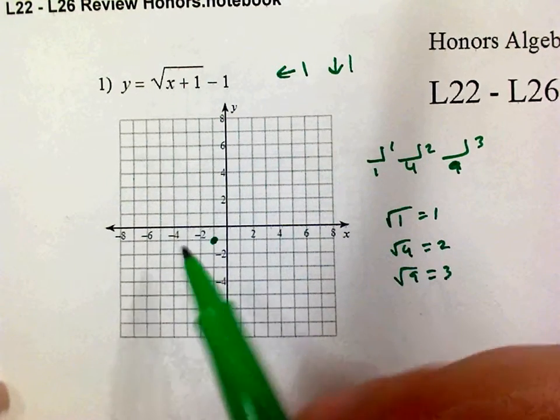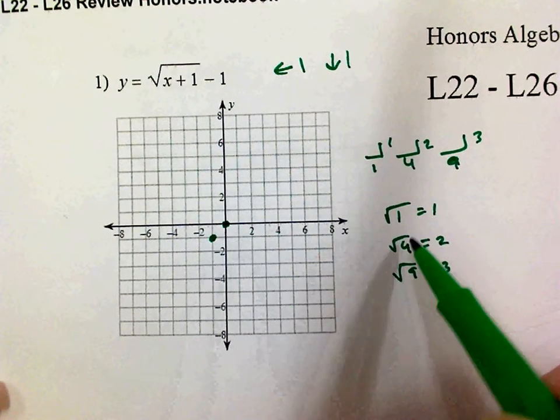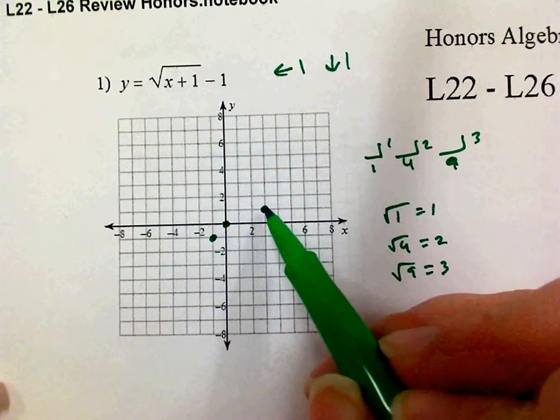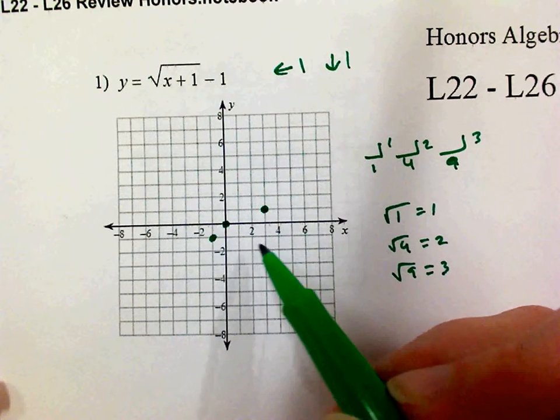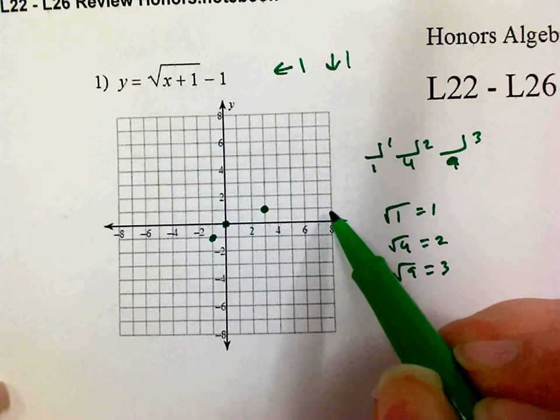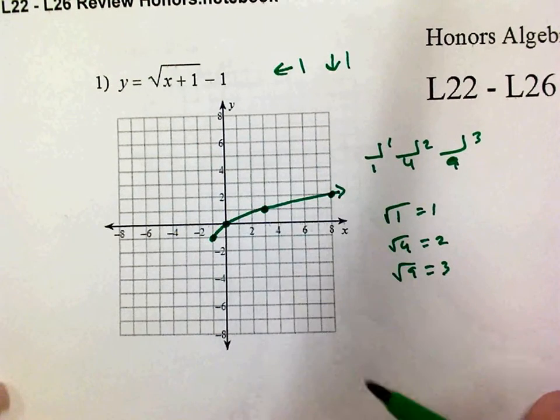So I'm going to go to the right 1 and up 1 from my starting point, to the right 4 and up 2 from my starting point, 1, 2, 3, 4, up 2. And then I'm going to go to the right 9 from my starting point. 1, 2, 3, 4, 5, 6, 7, 8, 9, and up 3. And that is my first graph, okay?